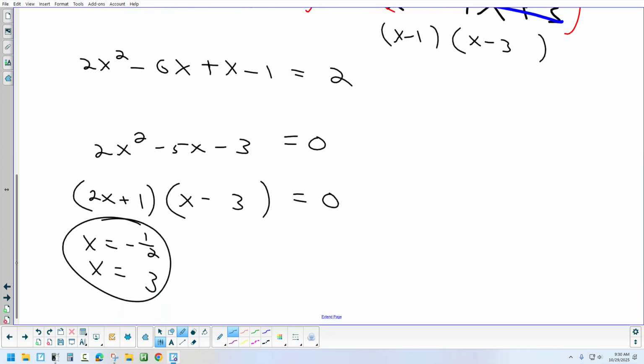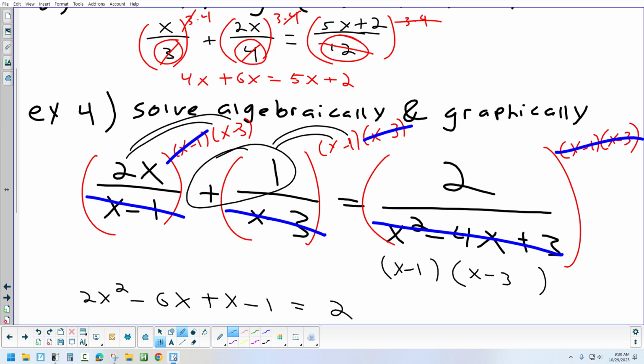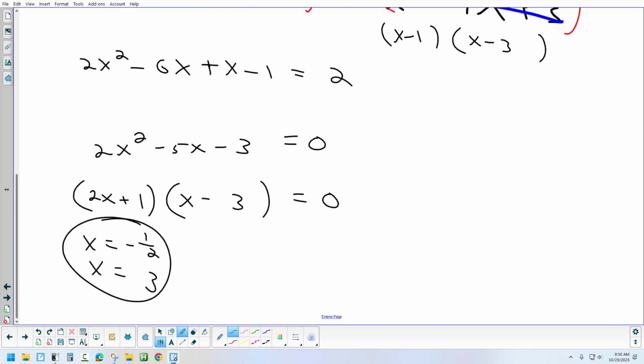Let's start by checking the 3. Can you plug 3 back into the original problem and get a numerical answer? What happens if you plug in 3? Yeah? You divide by 0. Divide by 0. That means 3 is extraneous. It doesn't mean I won't ask you for it. I might say, give me all the answers and then label anything that needs to be extraneous as extraneous. So you might still have to find it, but you do have to tell me that it is extraneous.